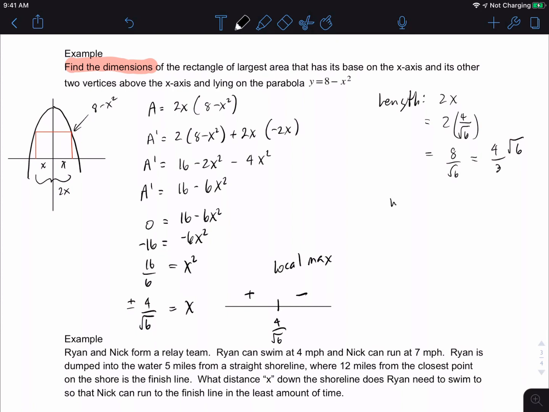That's my length. And then my width, oops. Well, yeah, that's fine. That's my length. It doesn't matter, they're interchangeable. It's going to be 8 minus x squared. So then that's going to be 8 minus 4 over radical 6 squared, which is going to give me 8 minus 16 over 6, which will yield 16 over 3. So there's my width and my length. We okay with that?